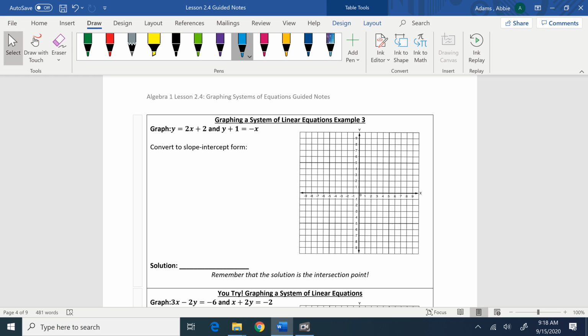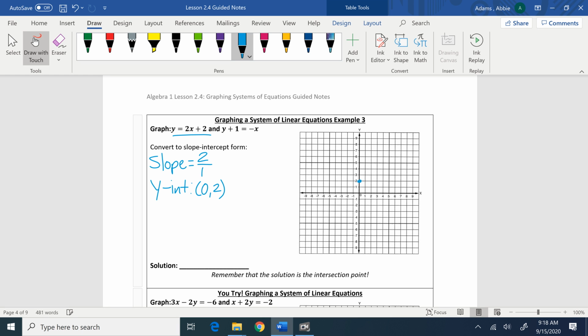So our first one is in slope-intercept form. That makes it easy. Our slope is equal to positive 2, so that's the same thing as saying 2 over 1. You're going to go up 2 to the right 1, and your y-intercept is at 0, 2.